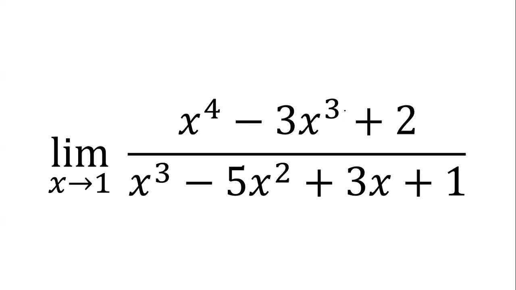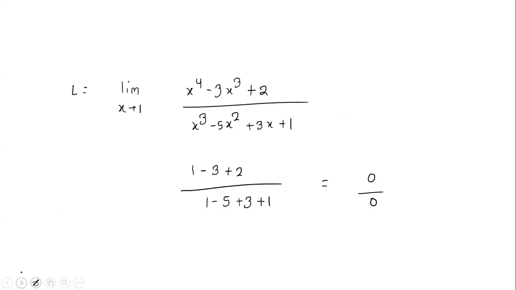So hello guys, in this video we are going to solve this problem. In this problem it is given that we have to find this limit value. The numerator is x power 4 minus 3x cube plus 2 and the denominator is x cube minus 5x square plus 3x plus 1, and the limit is x tending to 1. So let's see how we can solve this.